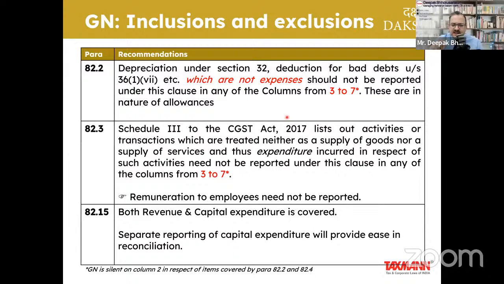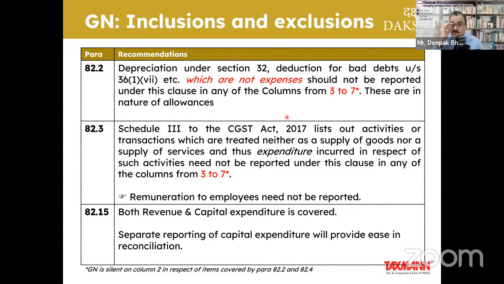A very common example, if I read Schedule 3, the very first line item is in relation to remuneration paid to employees. If employees are providing you service, obviously it's a supply, but Schedule 3 says no, it is not a supply because it is mentioned in Schedule 3. That is why it is not a supply. So any item of expenditure nature appearing in your profit and loss account, if it is also covered by Schedule 3, those items also need to be excluded.